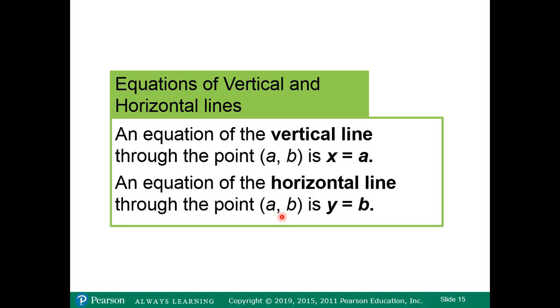So if you have a point (a, b), and you want a vertical line that goes through this point, it's always going to be x equals a. If you want a horizontal line that goes through that point, it's always going to be of the form y equals b.